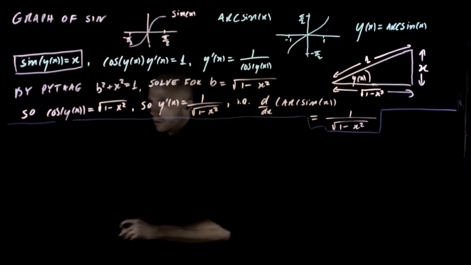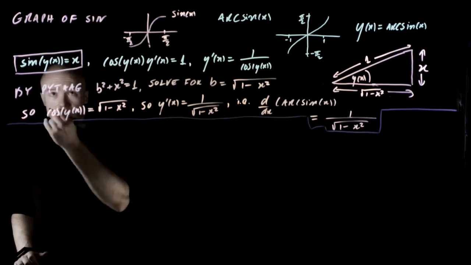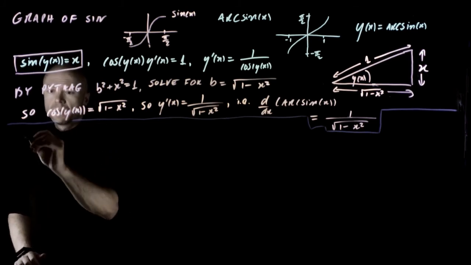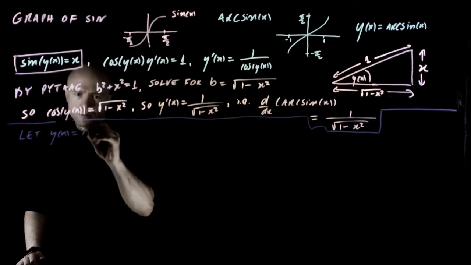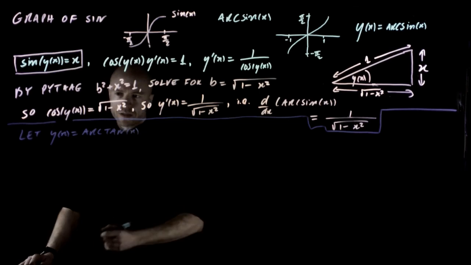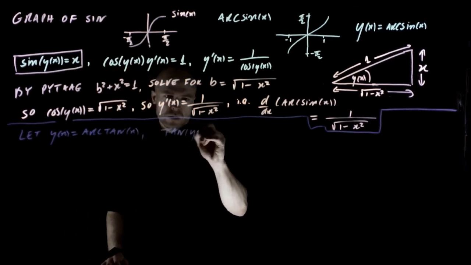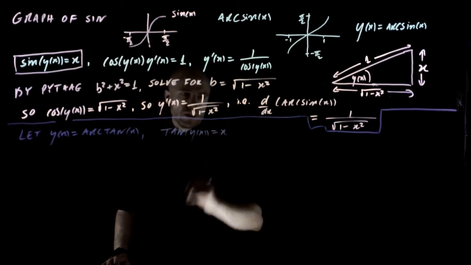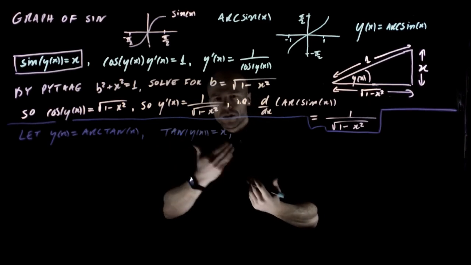Okay, let's do another. So let's consider tan. So do exactly the same procedure. So we're going to let y of x be arctan of x. So the defining property is that tan of y of x equals x. We're looking for y prime, so the natural thing is to differentiate.